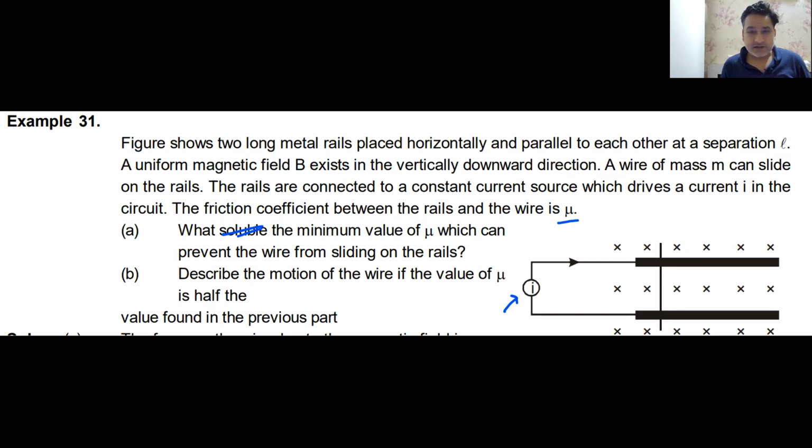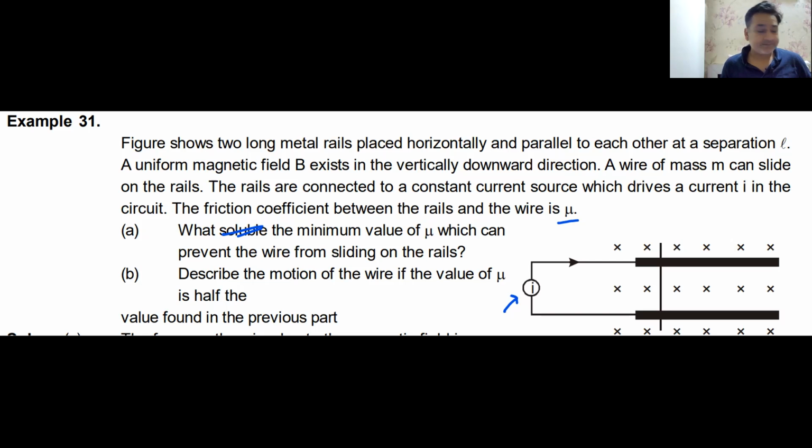Right now we are in magnetic effects of current. So I'm giving it a constant current. What should be the minimum value of mu which can prevent the sliding of this wire on the rails? Describe the motion of the wire if the value of mu is half as found in the previous part. These type of questions will always come in a comprehension or a multiple choice thing where you might have to solve for more than one unknown.